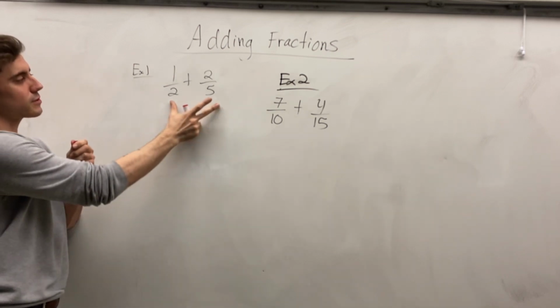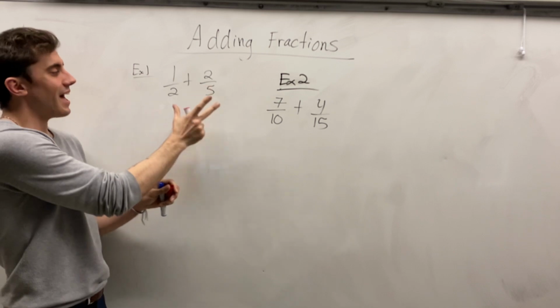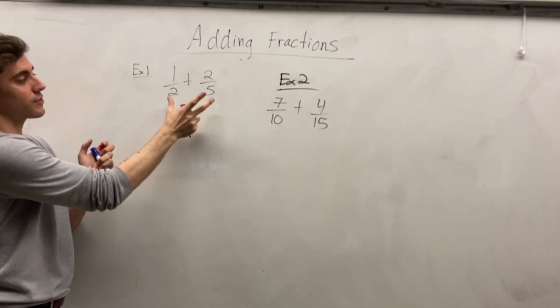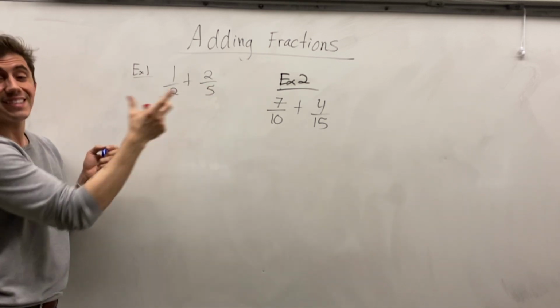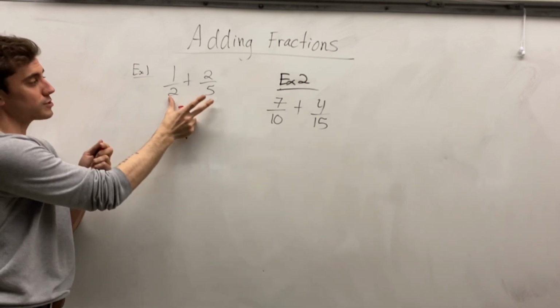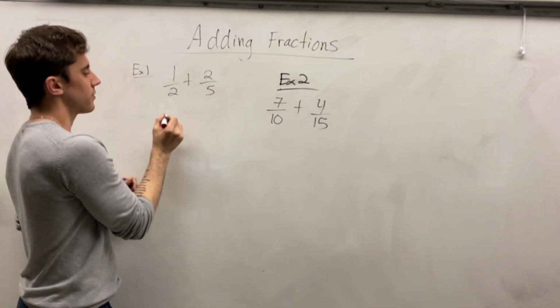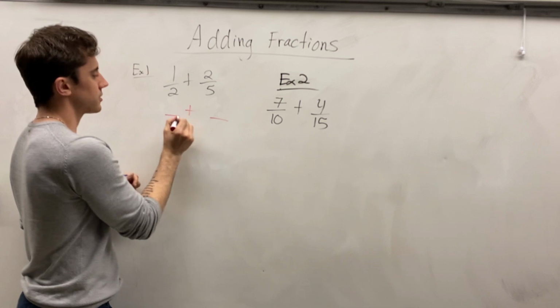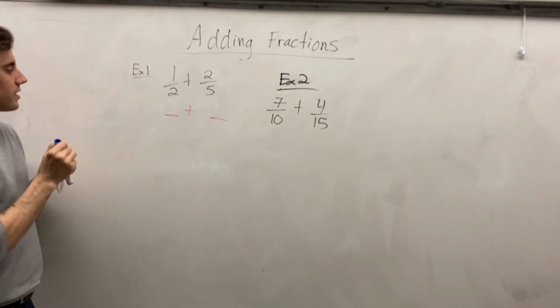So for the first one, we have 1/2 plus 2/5. Now, to add or subtract fractions, we know that the first thing we need is a common denominator. That means a denominator that is both a multiple of 2 and a multiple of 5. Okay, so we're going to go ahead and search that out first. I'll even write it out.